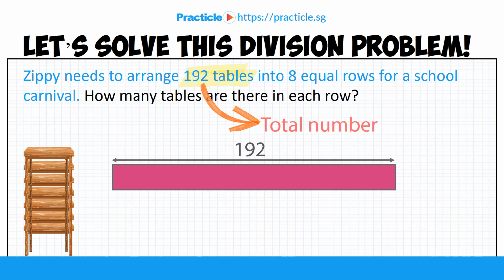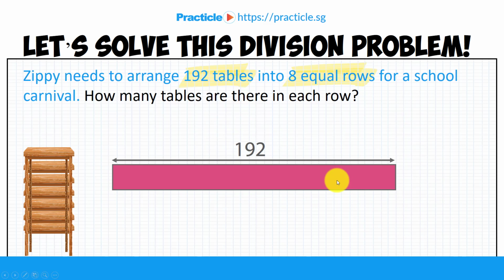Besides knowing the total number of tables that Zippy has, what else do we know? It seems like he has a very important mission, and that is to put the tables into 8 rows, and he needs to put the same number of tables in each row. So how are we going to draw that in a model? To put the same number of tables in each row, Zippy needs to divide the row into 8 equal groups. Good job if you thought of that. And what we are going to do here is to divide this bar into 8 equal parts.